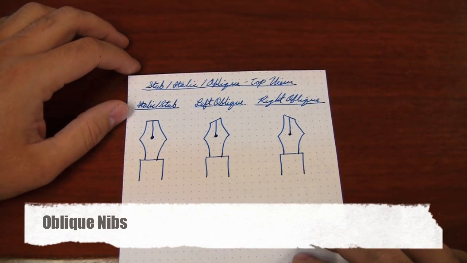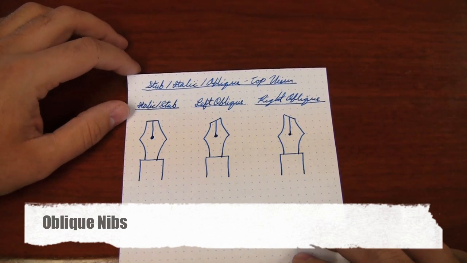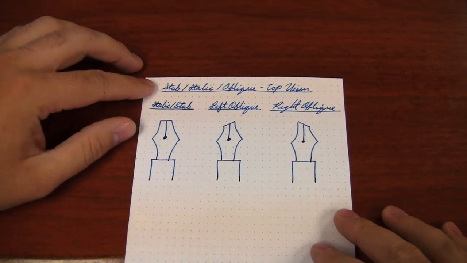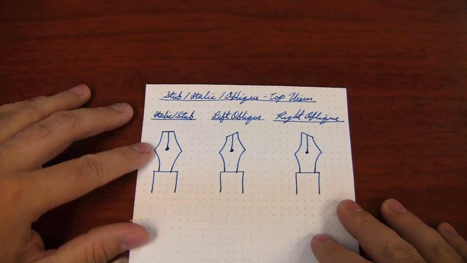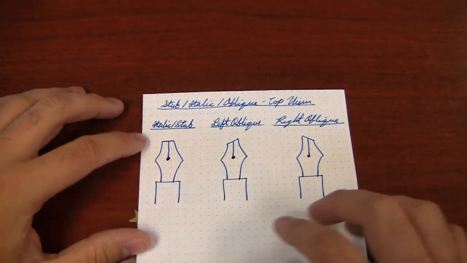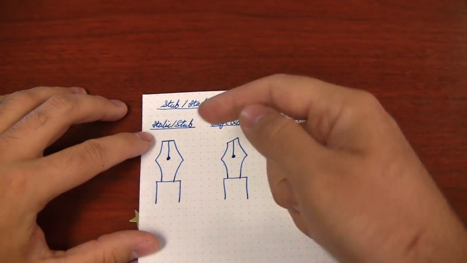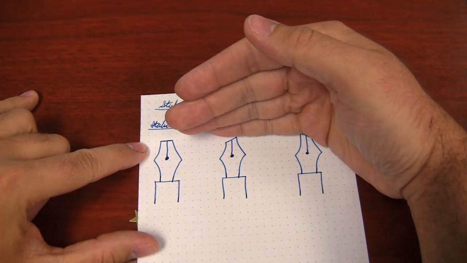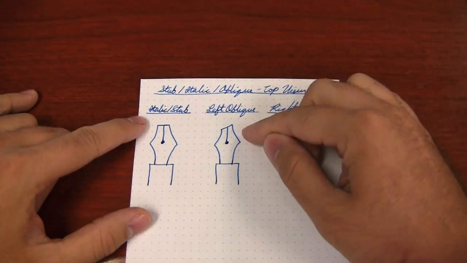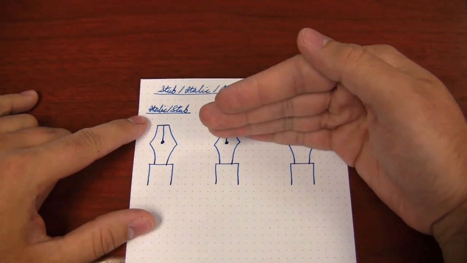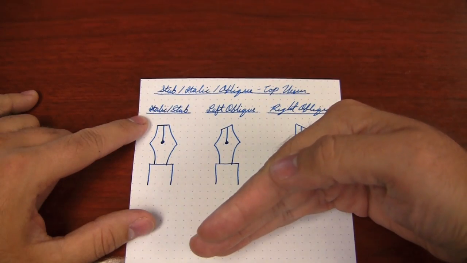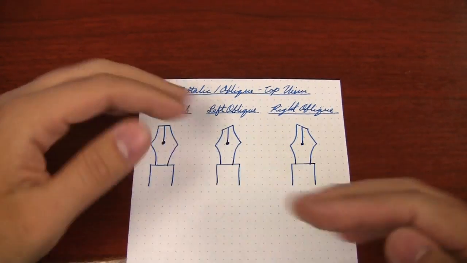I also get asked a lot, what is the difference between a stub or an italic and an oblique? Some people hear about obliques. I have this graphic drawing to show you what that's all about. The stub or the italic, crisp or cursive, whatever it may be, is essentially just flattened on the end and it's uniform straight across. An oblique is the same concept as an italic, except that it's ground to be down one direction or the other.